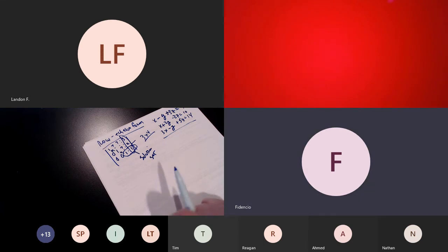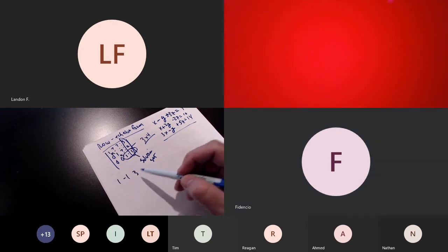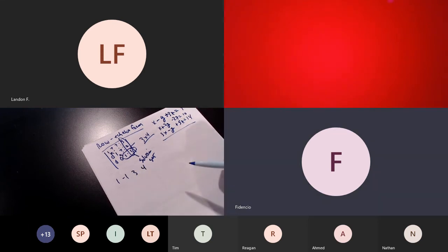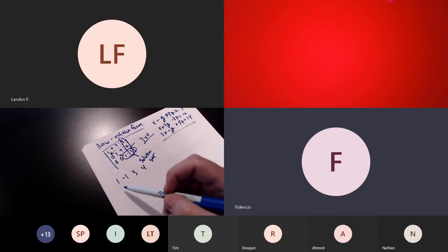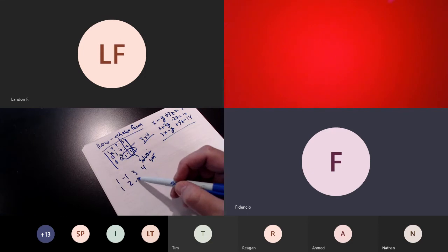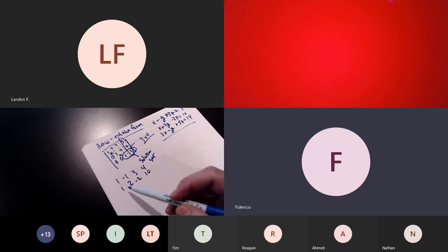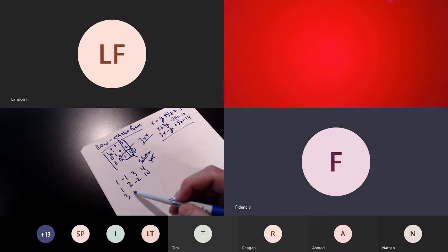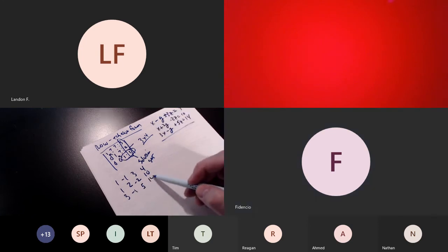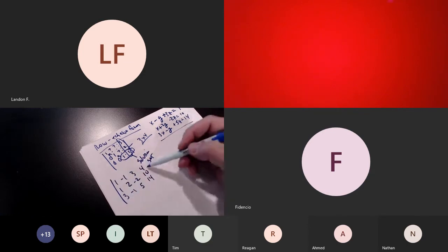So would it be like the first row 1, -1, 3, and 4? Okay. The second row will be 1, 2, -2, and 10. And the third row? 3, -1, 5, and 14. Okay. All right. So well done.